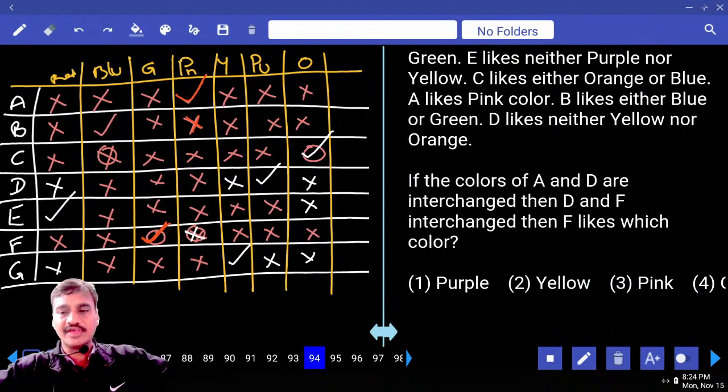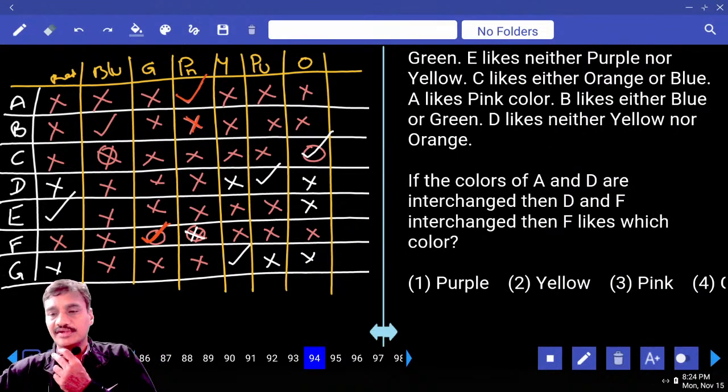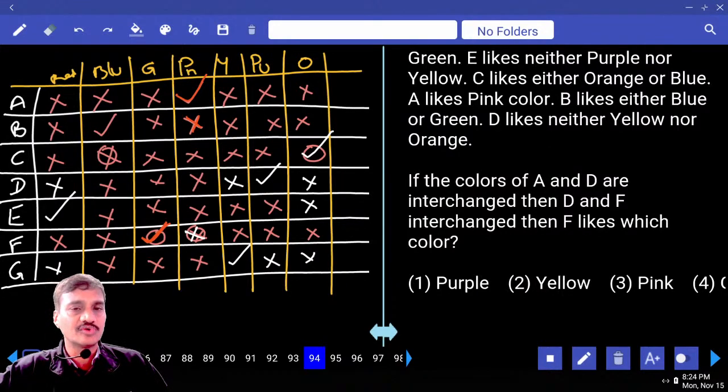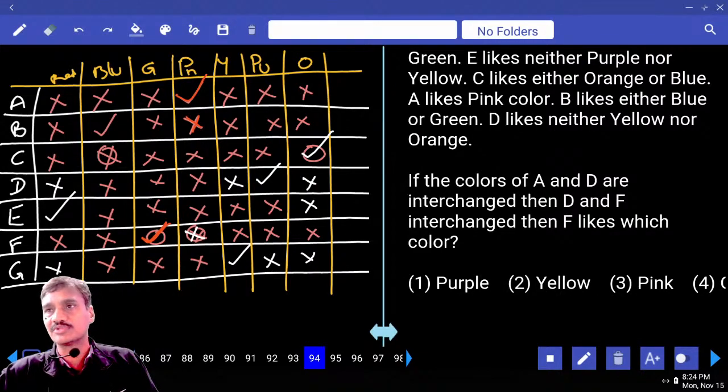And if the color of A and D are interchanged, then D and F are interchanged. F likes which color? F is interchanging with whom? D. D is interchanging with whom? A. Hence finally A's color. And what is A's color here? A's color, that is green, is the answer. సరిపోతుందా లేదా?